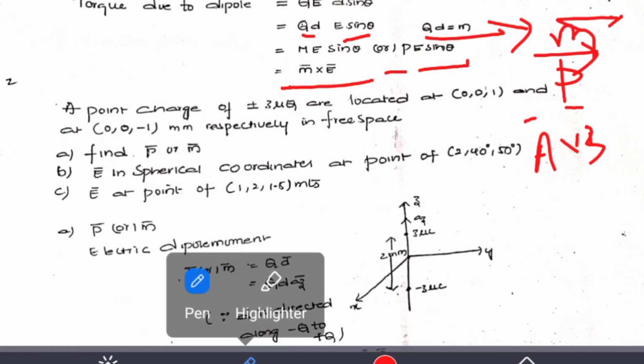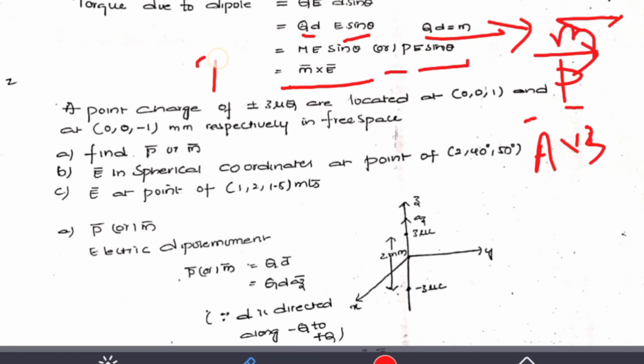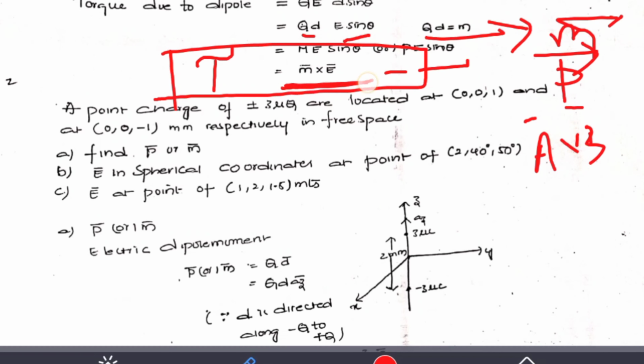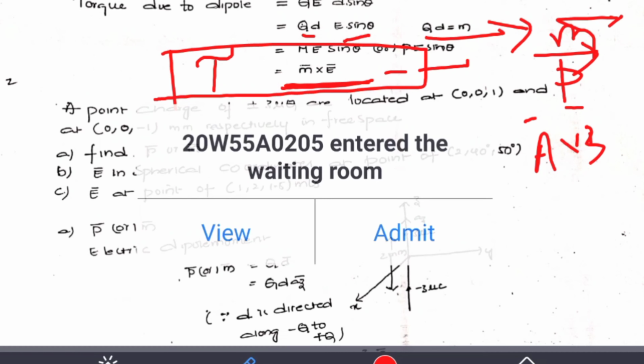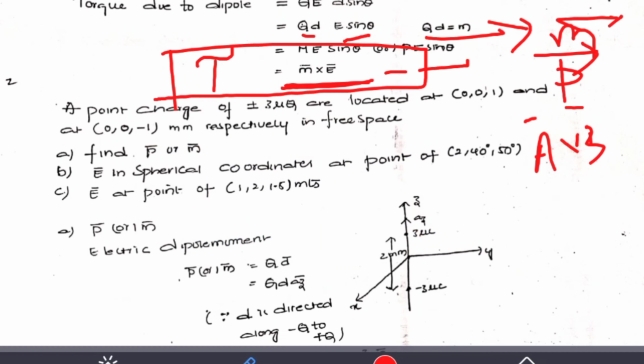Torque tau, or torque T, due to dipole is M cross E. That is the torque due to an electric dipole in electric field intensity. Simply, the cross product of dipole moment and electric field intensity gives the torque on the dipole. Torque due to dipole in electric field is the cross product M cross E, which is M into E into sin theta. What is the cross product and dot product? Already we know that in vector analysis.